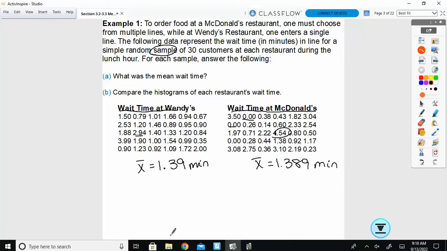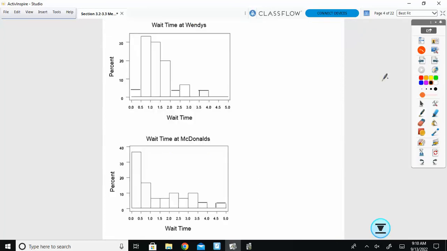So we had about the same mean, but I want to know, does that mean it's the same at both restaurants? So we could look at histograms. So here's Wendy's, here's McDonald's. What do you think? At Wendy's, almost everybody is right here. At McDonald's, if you don't get served immediately, you might end up waiting for a while, right? So which one has more dispersion there?